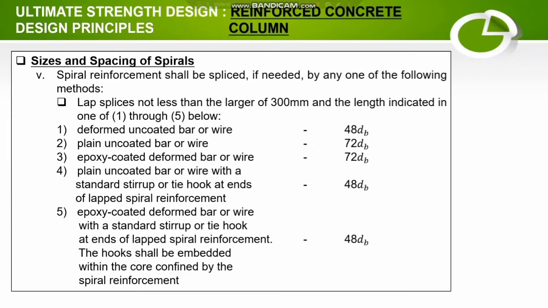Number 4, plain uncoated bar or wire with a standard stirrup or tie hook at ends of lapped spiral reinforcement, 48 dB. And number 5, epoxy coated deformed bar or wire with a standard stirrup or tie hook at ends of lapped spiral reinforcement. The hooks shall be embedded within the core confined by the spiral reinforcement. The splice length is equal to 48 dB.